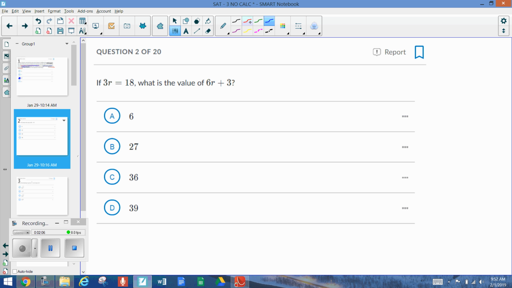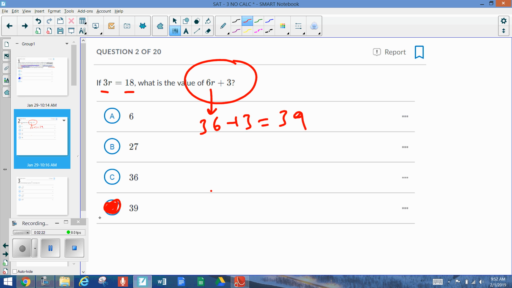What does that equal? Circle the question first. So 3R is equal to 18. We do have 6R, so 2 times, right? Yeah. So if 3R is 18, that means 6R is 2 times 18, which is 36.